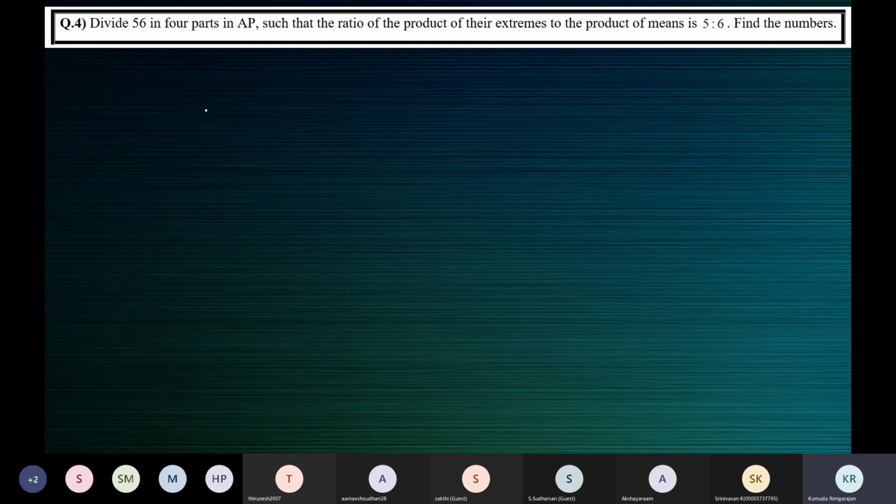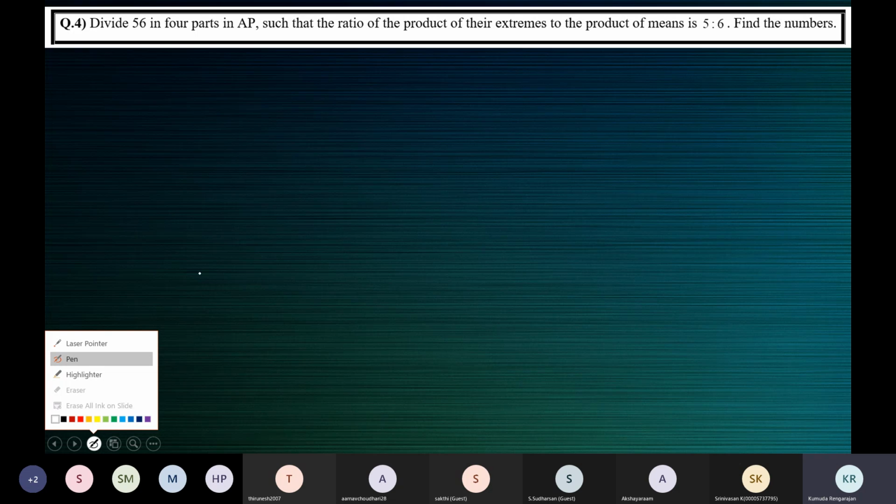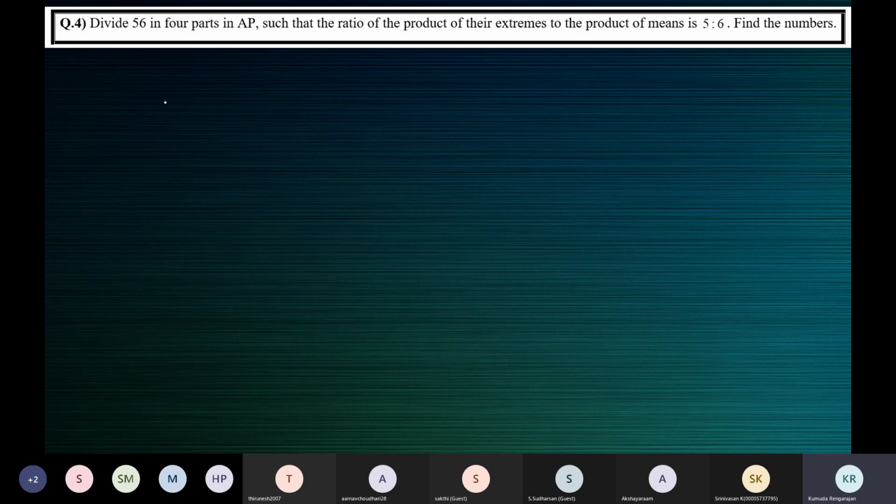Okay, let me write what you just said. If 4 numbers are in AP, how do we assume the 4 numbers? A, A plus D, A plus 2D, A plus 3D. Now, when you work like that, here you have to divide 56 into 4 parts in AP. You have the number 56. Divide that into 4 parts. That's all. The AP does not go on forever.